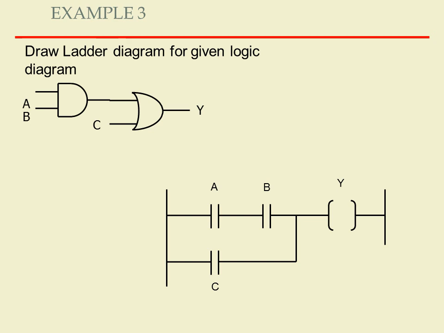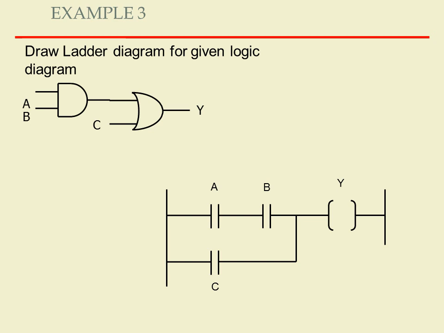Okay, so the AND gate is represented as open switches in series. See, A and B in the ladder diagram are connected in series. Okay, then we have to represent the OR gate in the ladder diagram. So the second input is C, that is connected in parallel. Okay, so whatever is the output of AND gate and C input are now in parallel, so they form the OR gate, because OR gate is equivalent to the two open switches in parallel.